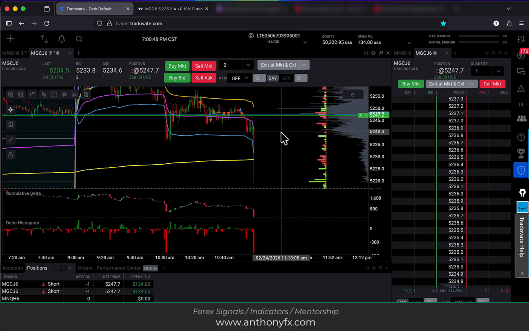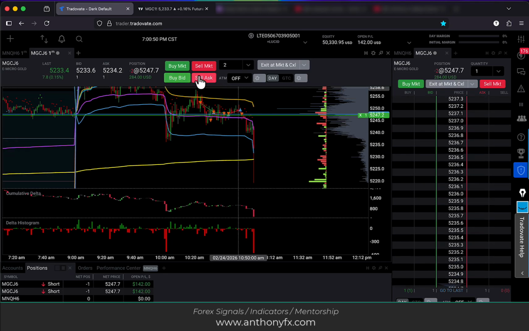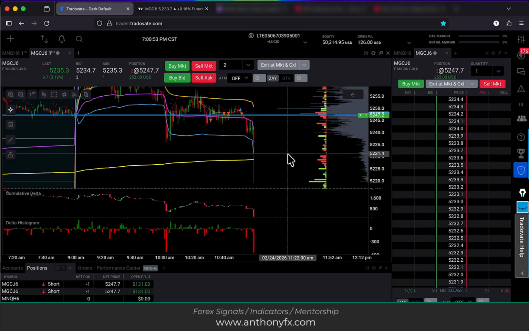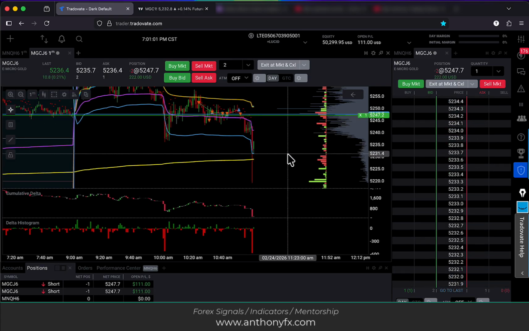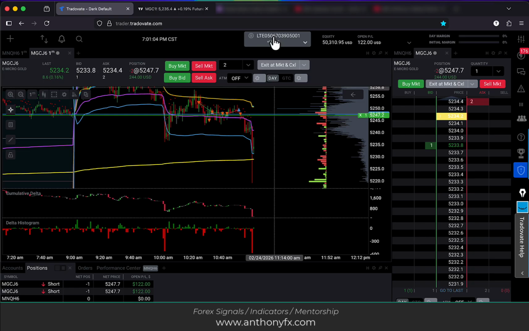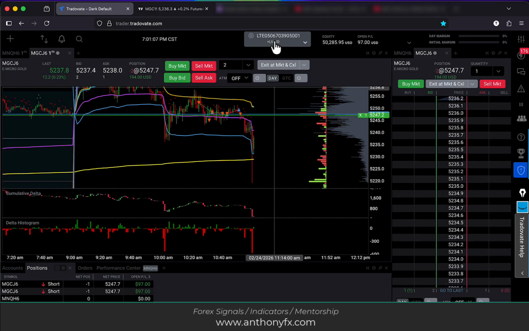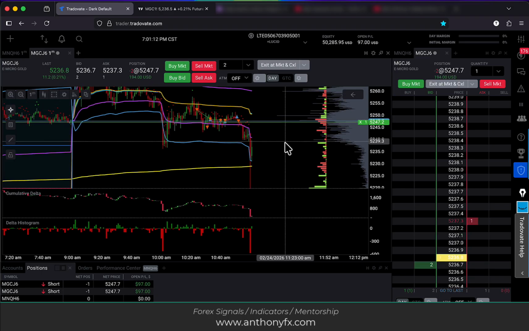Anyway, just wait. Oh, by the way, I've got 2 accounts running here. This is 2 prop firm accounts. These are 50K accounts, Lucid, there you go. So I've got 2 of them connected. This is copy trading through TradeOvate. Should do a video on that.